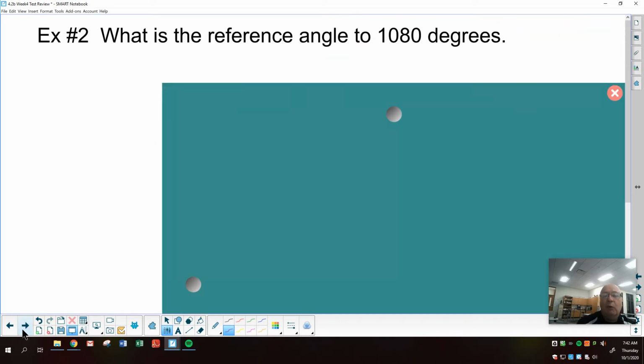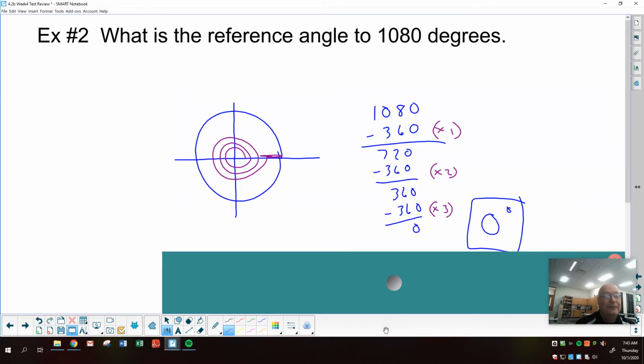What's the reference angle to 1080 degrees? Reference angle is an angle somewhere from 0 all the way up to 90. So it's that first quadrant angle. And this is kind of a trick question because your answer is 0.